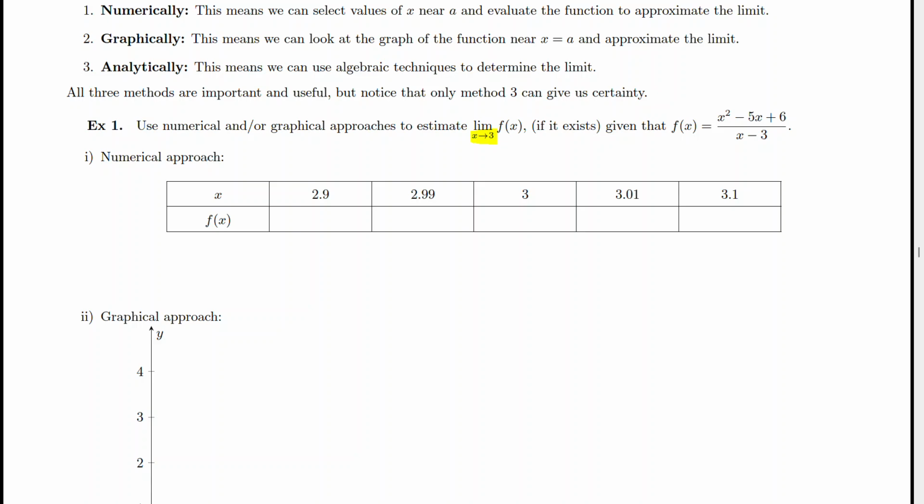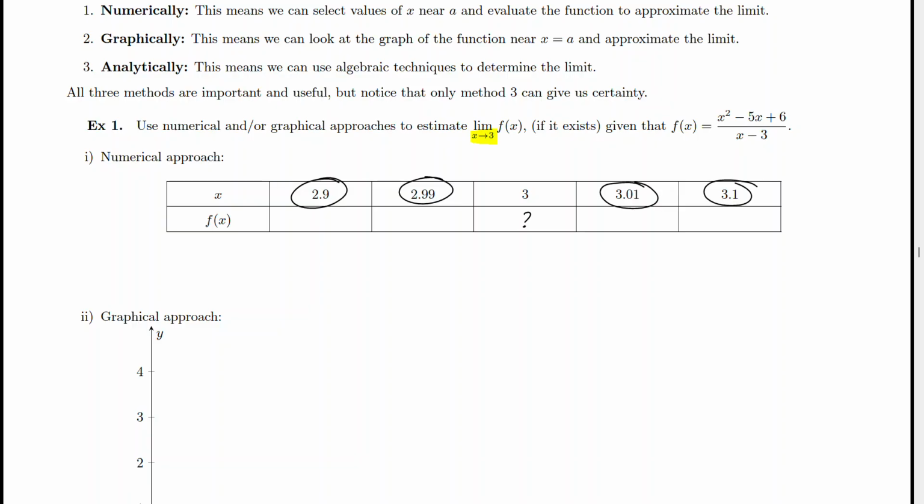Now, how can I find out what's going on at 3? How can I make an educated guess? Well, if I'm not allowed to plug 3 in, let's plug some random numbers before and after 3 to make a prediction about what's going on at 3.